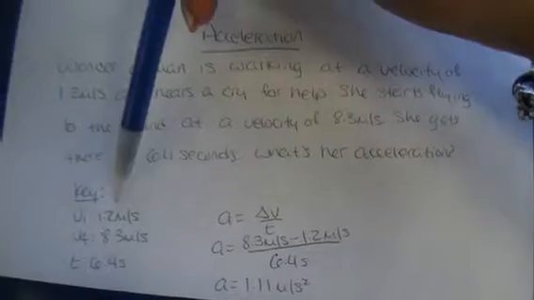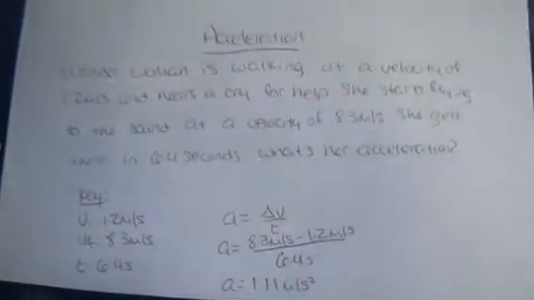Acceleration. Wonder Woman is walking at a velocity of 1.2 meters per second and hears a cry for help. She starts to run to the sound at a velocity of 8.3 meters per second. She gets there in 6.4 seconds. What is her acceleration? For your key, you are given the initial velocity, which is 1.2 meters per second, your final velocity, which is 8.3 meters per second, and your time, which is 6.4.